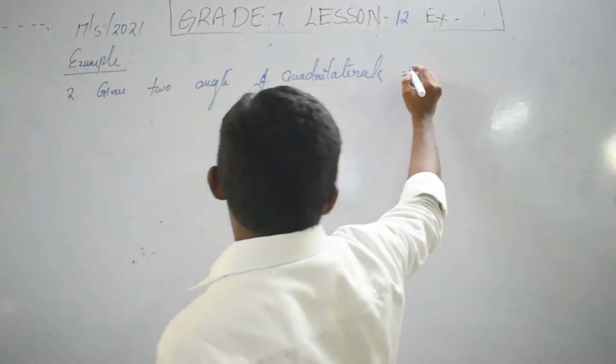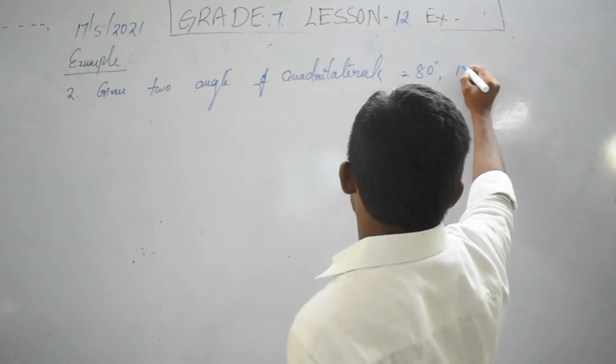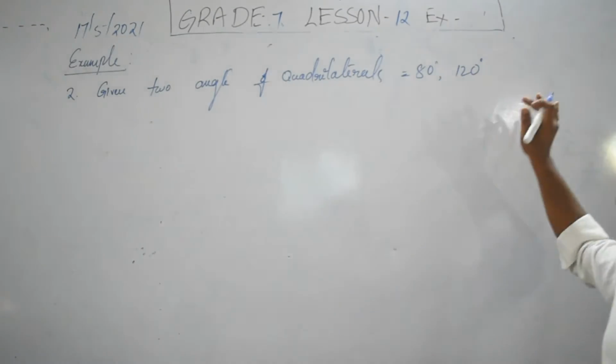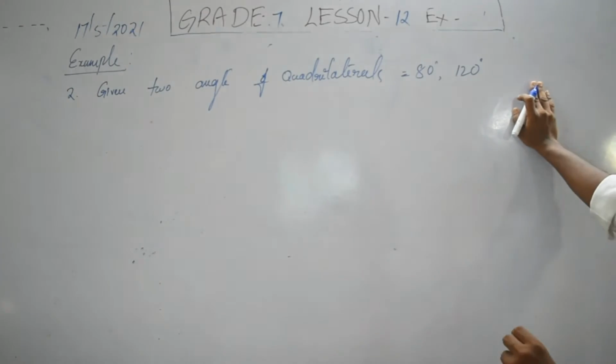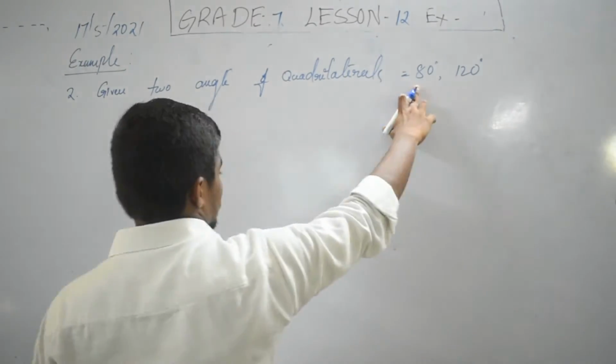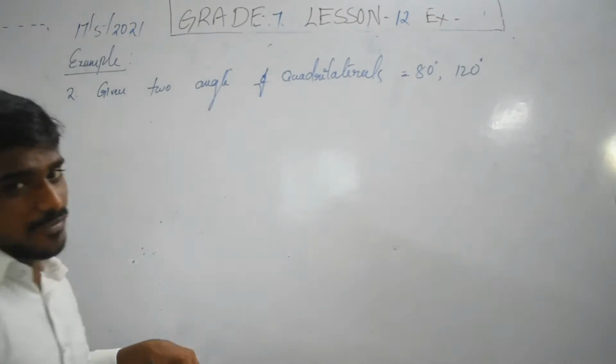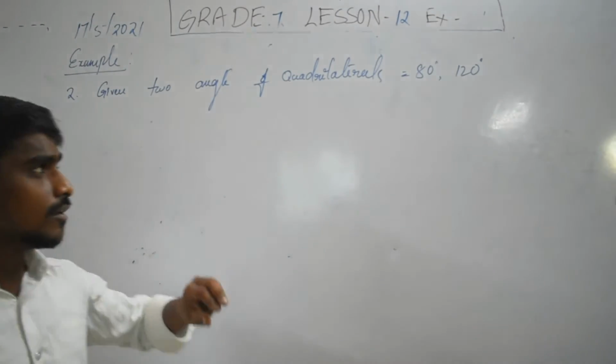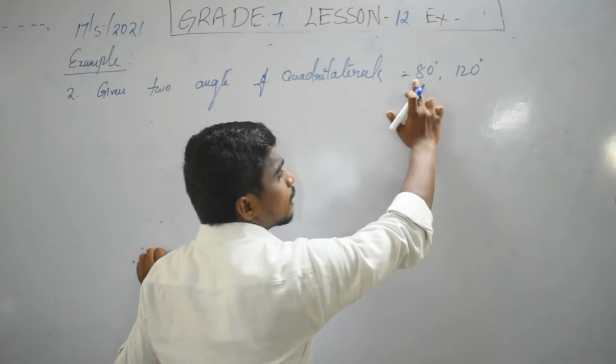Here, see, 80 degrees and 120 degrees. Question: 2 angles of the quadrilateral are 80 and 120. The remaining 2 angles are the same. So what are the third and fourth angles, how many degrees? These 2 angles are different, but the third and fourth are equal.